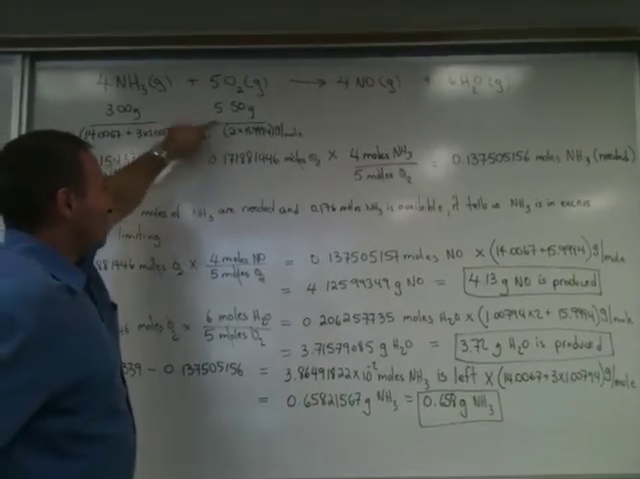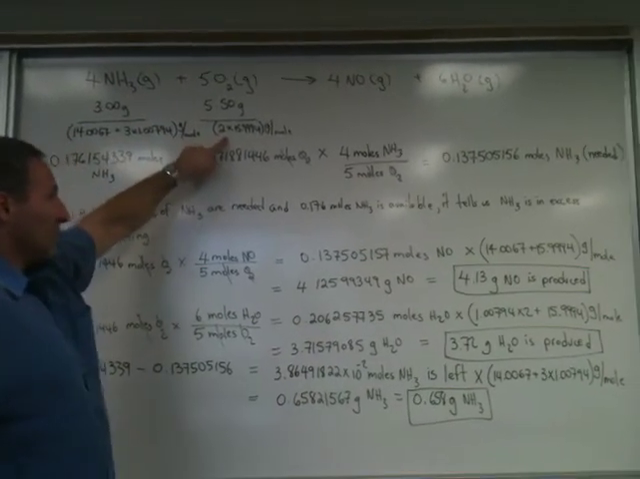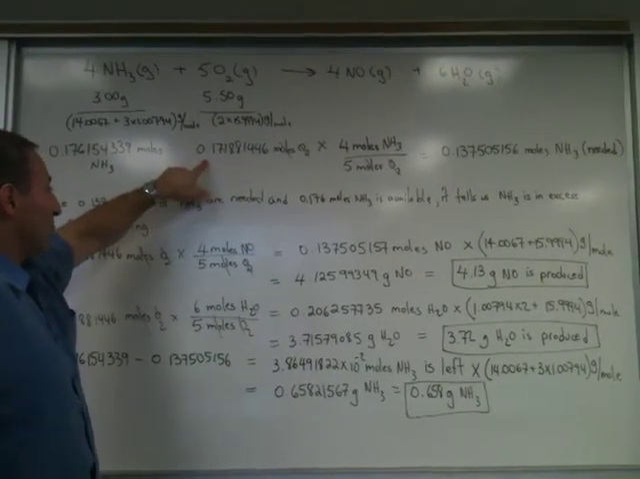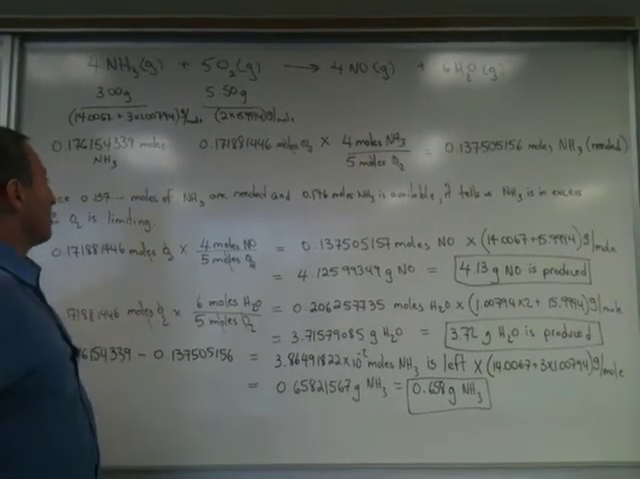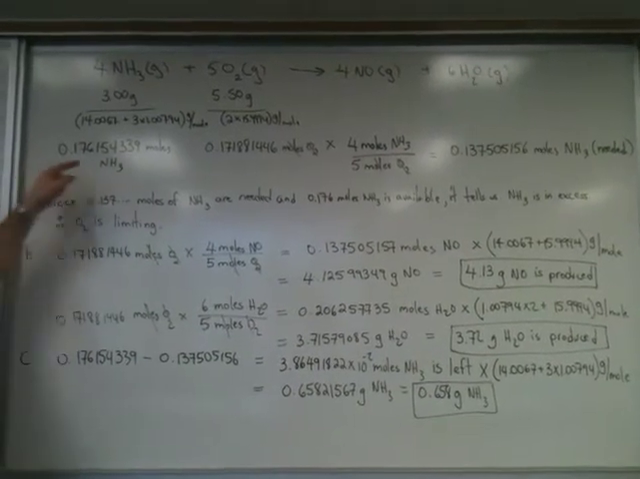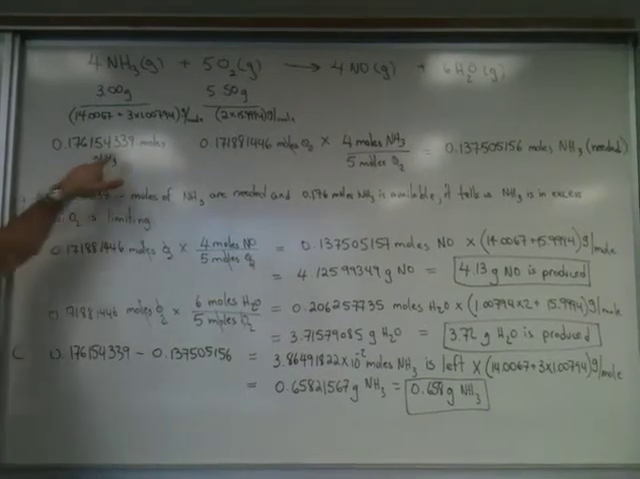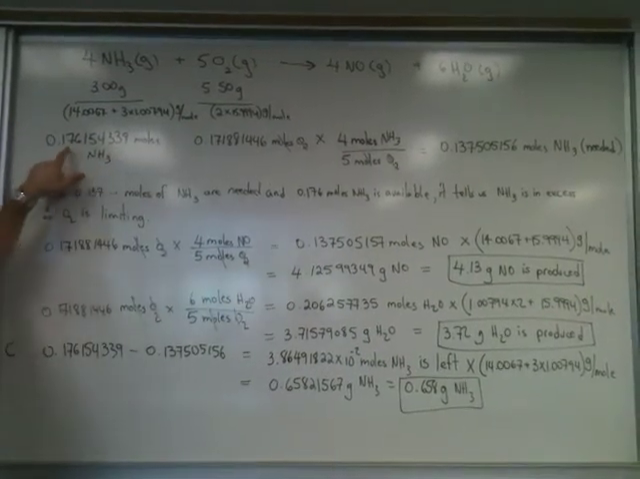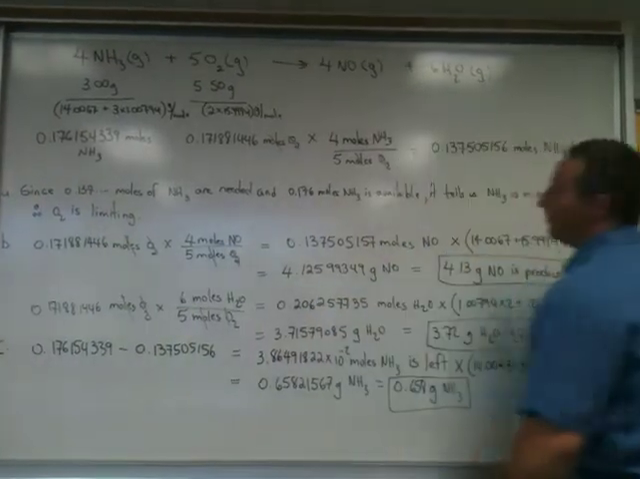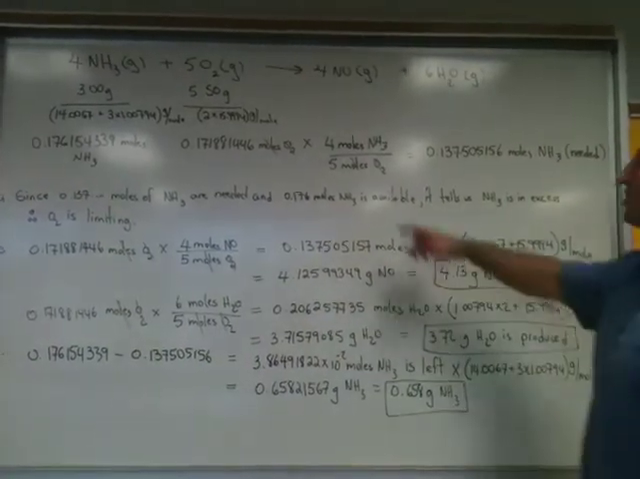We have 5.5 grams of oxygen divided by the molar mass of oxygen. Keep in mind that oxygen is diatomic. So we have 0.17188 moles of oxygen. And then what I did in the next step of the calculation to find out which one of these two is limiting, they appear to be almost the same amount of quantities when it comes to moles, but we have to factor in the stoichiometry, which is 4 to 5.